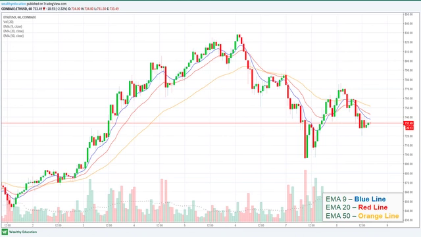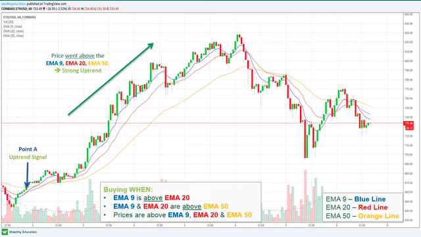Okay, another example. We had an uptrend signal when the blue line crossed above the red line at point A. The uptrend signal was stronger when EMA 9 was above the EMA 20, and both lines were above the EMA 50, and the price was above all of these moving averages. As you can see on the chart, the price of Ethereum went up by about 25% from $660 to over $800 per coin. The trend reversed when the EMA 9 crossed below the EMA 20 at point B.